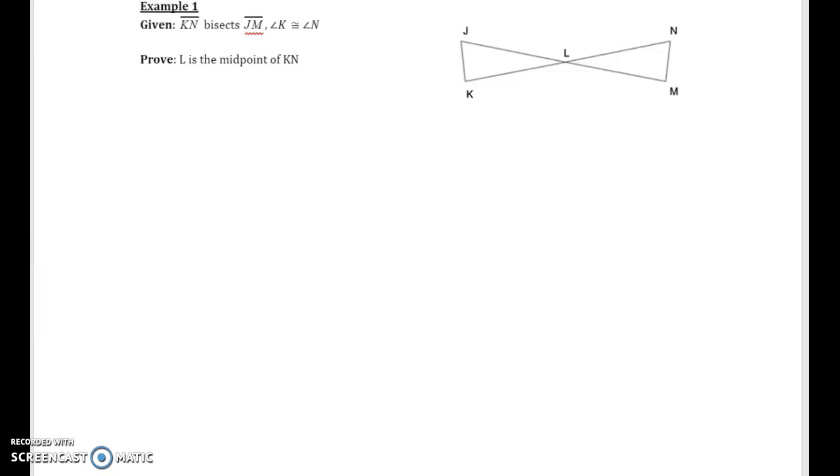Example 1, so given KN bisects JM, so KN cuts JM into two congruent parts. So we will know that JL and LM will be the same. And they give us that angle K is congruent to angle N. And we are asked to prove that L is the midpoint of KN. Again, it doesn't say that they bisect each other here, so we can't use that information.